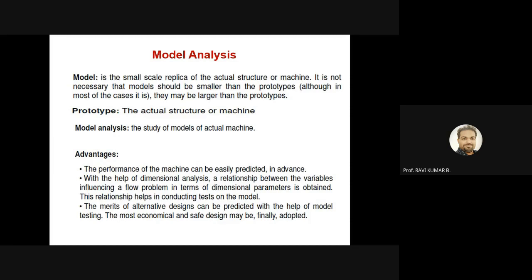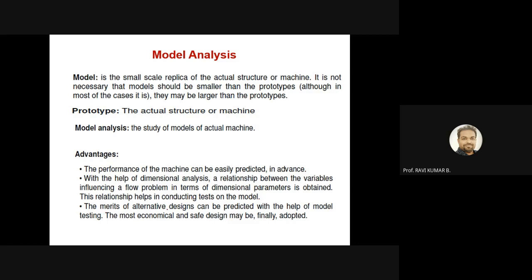What are the advantages of it? Advantages include the performance of machine can be easily predicted in advance. So if you want to get the actual performance of machine well in advance, you can get the information about that. So with the help of dimensional analysis, the relationship between the variables influencing the flow problems in terms of dimensional parameters is obtained. This relationship helps us in conducting the test on the model.